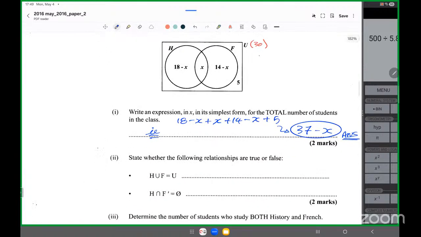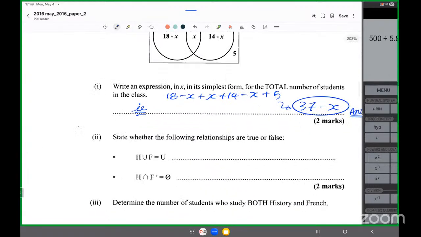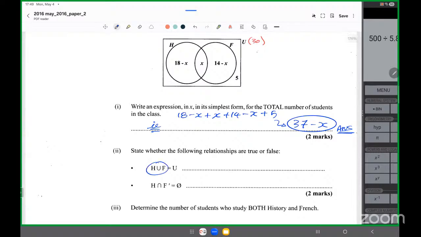Next question. State whether the following relations are true or false. H union F is equal to the universal set. Is that true or false? Now, H union F is everything inside here. The universal set is 30, so that can't be true because there's a 5 outside here as well. See that? That is false. H union F is just inside here, and it is actually 25, not 30.